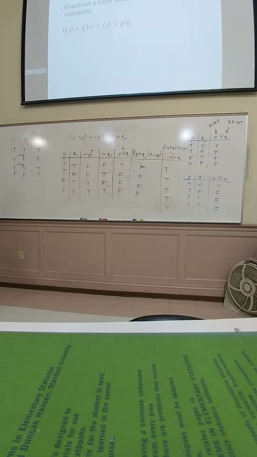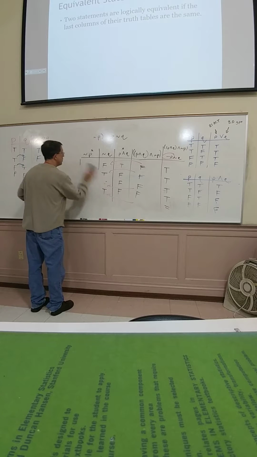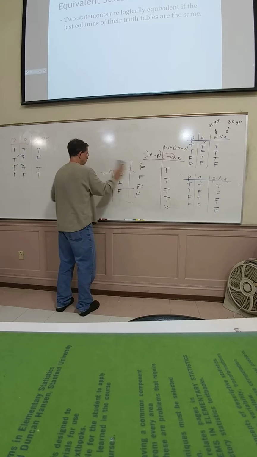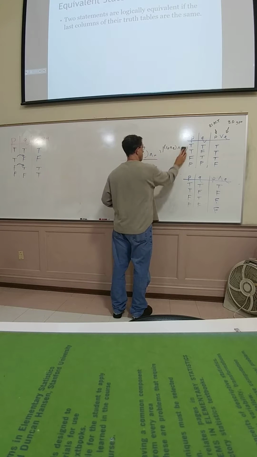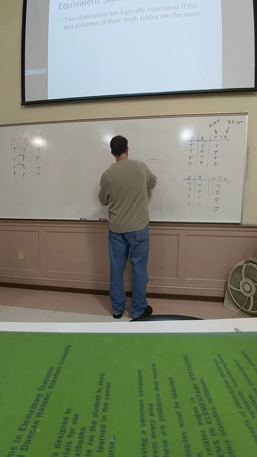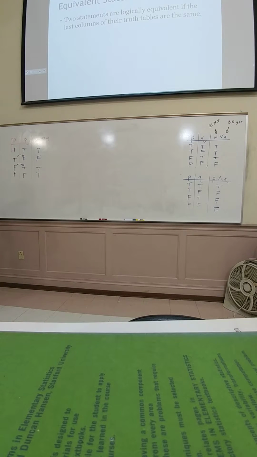Let me define what equivalent statements are. There are a few extra practice problems in the slides if you want to do them as well. But two statements are logically equivalent if the last columns of their truth tables are the same. So I'll repeat that one more time. Again, the key to logical equivalence is if you construct the two truth tables, they should yield the same result in the last column.